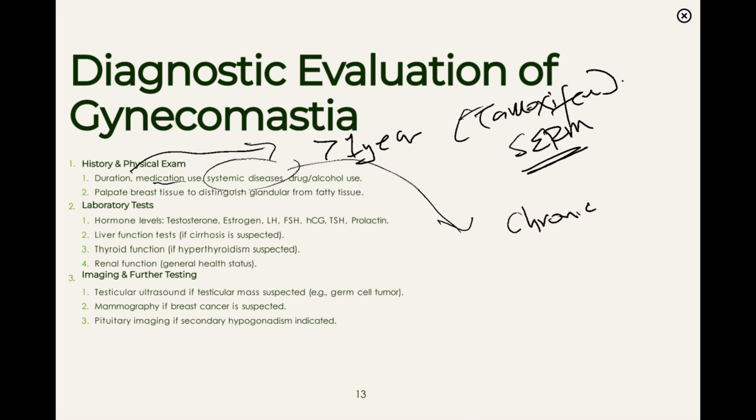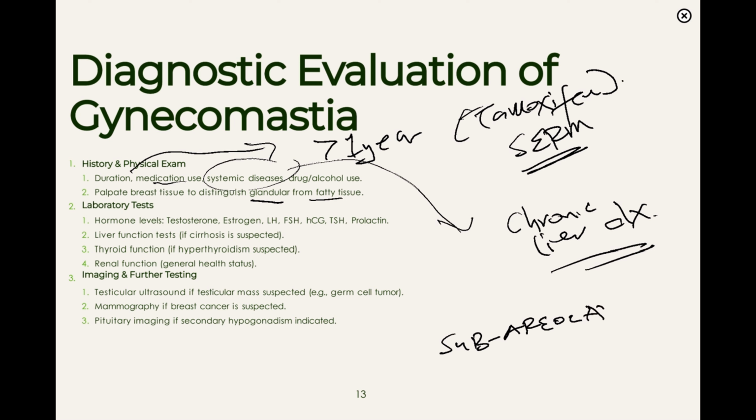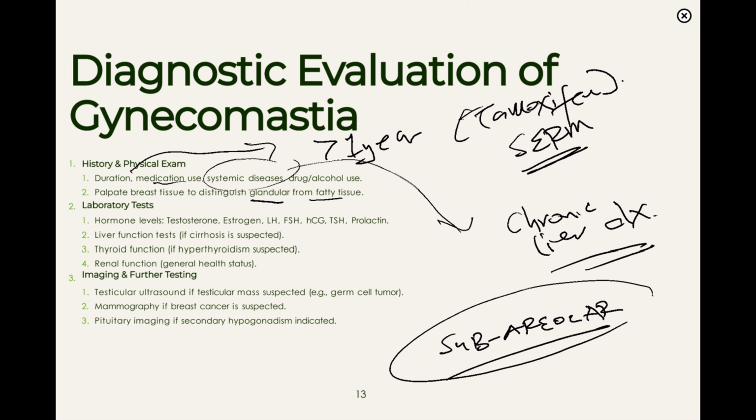Chronic liver disease would be a typical condition to look at. And then we need to distinguish lipomastia from true gynecomastia. So palpating the breast tissue in the subareolar region, as we showed in the earlier slide, would help you distinguish gynecomastia from pseudogynecomastia or lipomastia. And then ordering the appropriate hormones. So we'll check testosterone, estrogen, LH, FSH, gonadotropes. HCG is relevant, TSH as well to screen for hypothyroidism, and then prolactin levels.